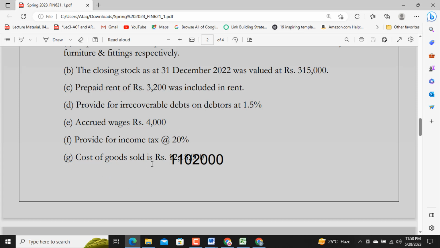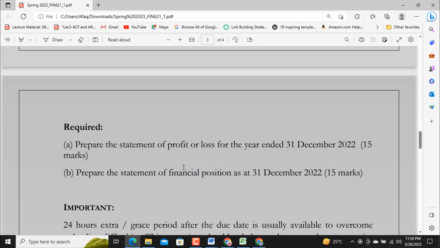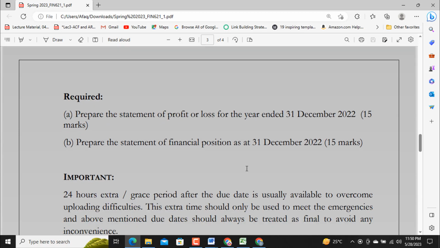Cost of goods sold is rupees 110,000, 2,000 or 1.102 million. So requirement: prepare the statement of profit or loss for the year ended 31st December 2022, 15 marks. Prepare the statement of financial position as at 31st December 2022, 15 marks. So let's move to the solution.